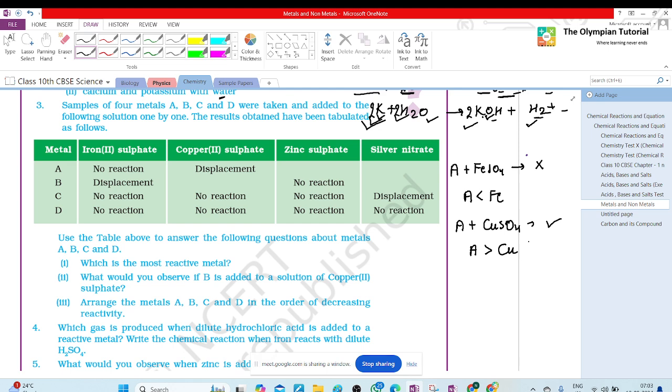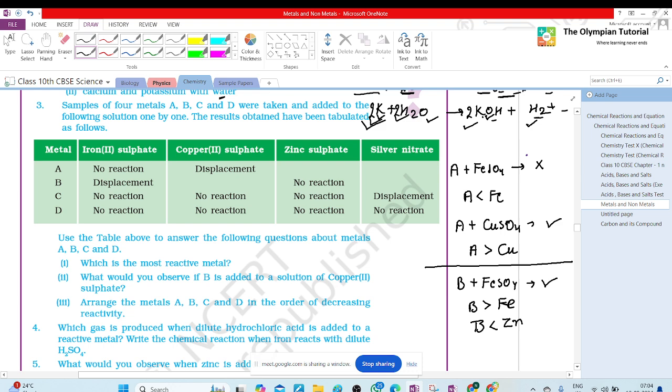Next, B displaces iron, it is more reactive than A. B displaces iron. So it means B is more reactive than iron. But it is less reactive than zinc. Very good.